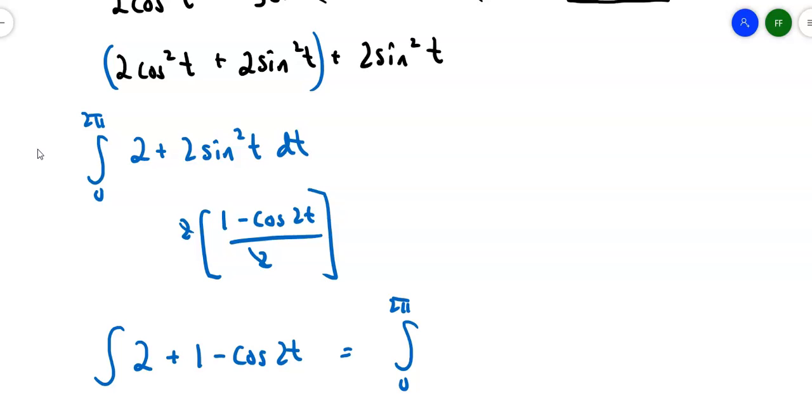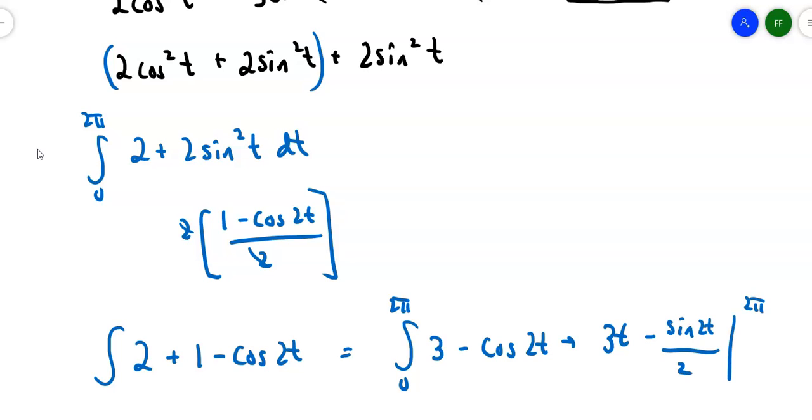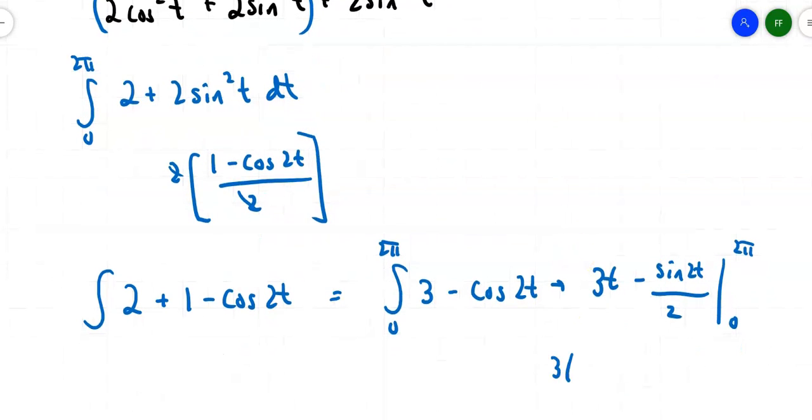of 3 minus cosine of 2t. So that'll give me 3t minus sine of 2t over 2, now evaluated at 2 pi and at 0. That gives me 3 times 2 pi. The sine of 4 pi over 2 is just 0, and when I put zeros in, I just get 0. So I get 6 pi. All right, that's using the parameter version of it.